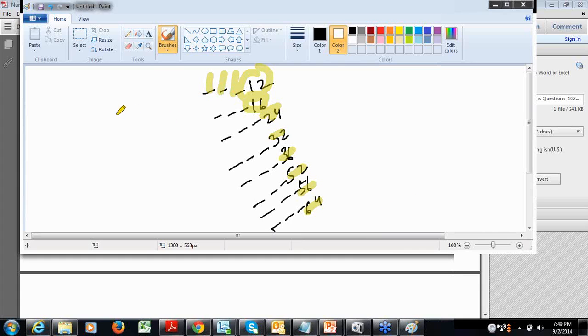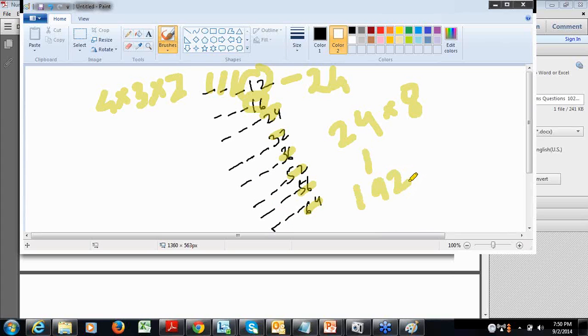Now these three digits can be filled in how many ways? 4 into 3 into 2 ways. So 4 into 3 into 2, that is 12 into 2, 24 ways. And how many endings? 1, 2, 3, 4, 5, 6, 7 and 8. 8 into 24 is what? 24 into 8 will be 192. So 192 is the number of different 5-digit numbers.